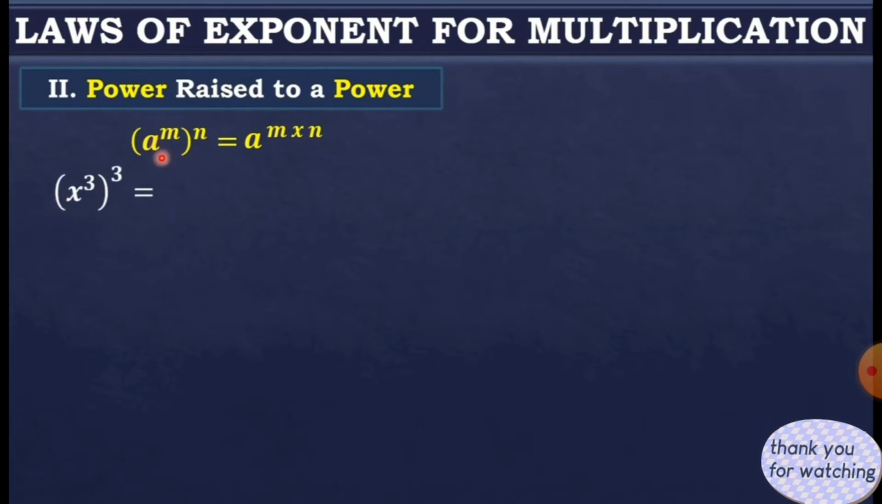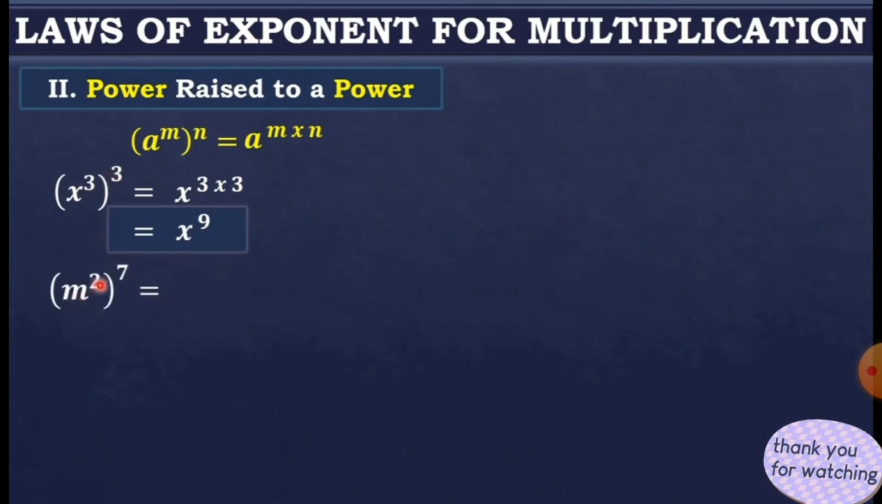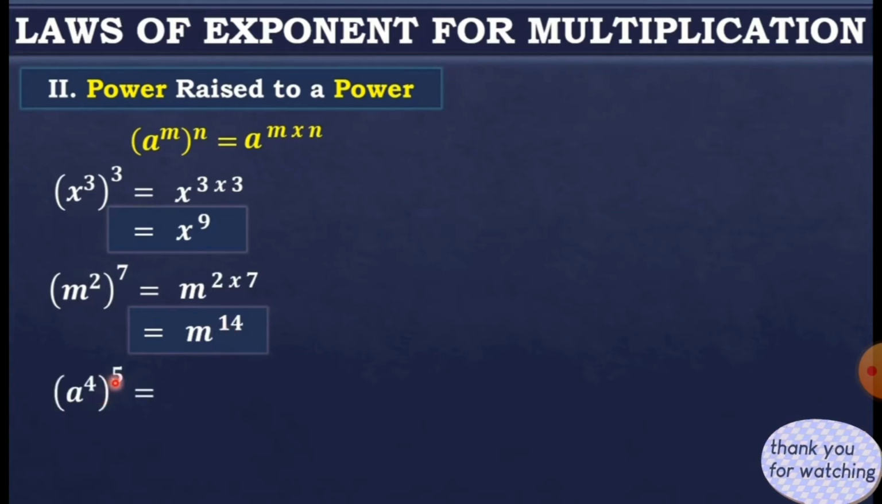Just like for example here. So x cubed raised to the power of 3. So we will just multiply the exponent, the 3 and the 3. So first copy x, then multiply the two powers, 3 times 3. Then the answer is x to the 9th power. So that's our answer. Next example, we have m squared raised to the power of 7. So there are two exponents. So just copy m, then multiply 2 times 7. So it becomes m to the 14th power.